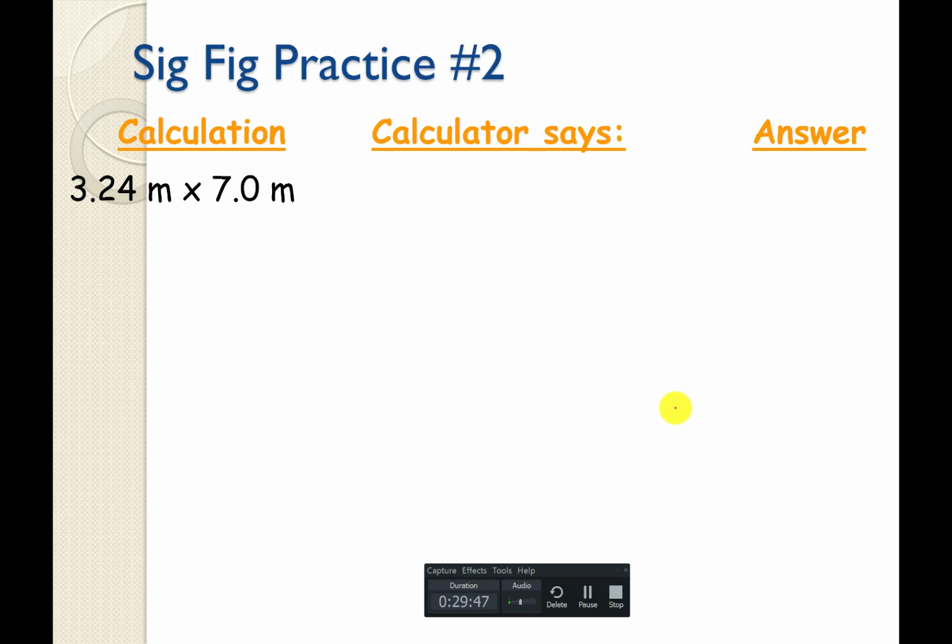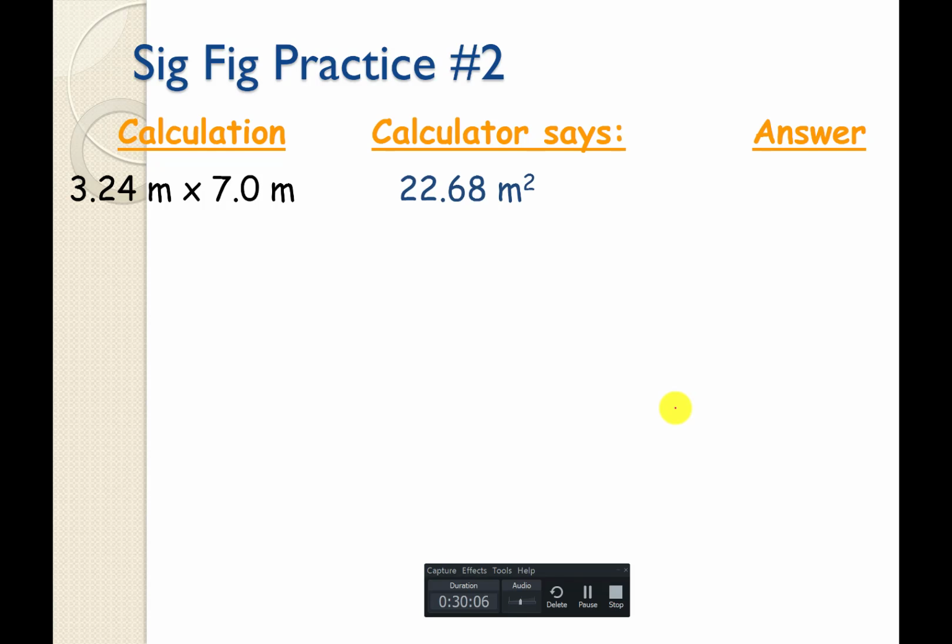Here's a few practices on multiplication. So what's going to happen here is it's going to show the calculation, and then it's going to show what the calculator says, and then it's going to show the answer. So I'm going to do the first 2, and then I'm going to ask you to do the next ones and give me the answer on the sidebar.